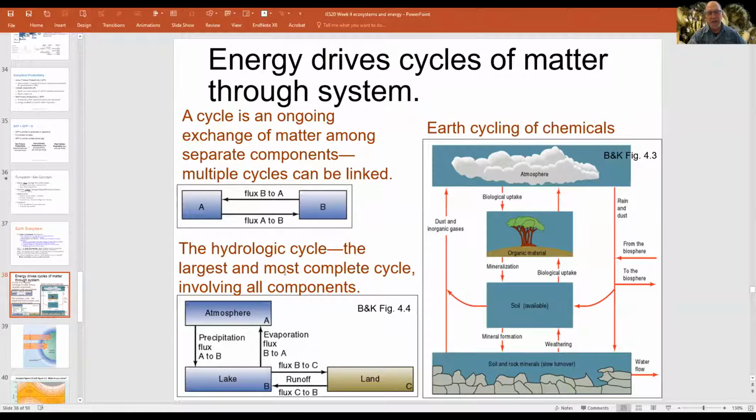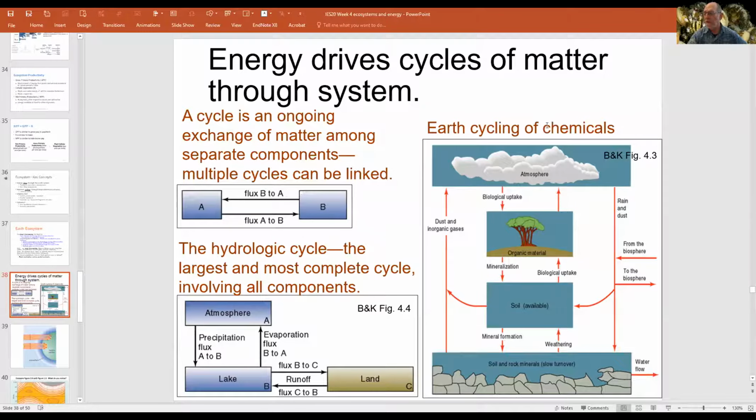The hydrologic cycle, which is the largest and most complete matter cycle on the planet, involves almost all of the components of the Earth. So there's bodies of water, lakes and oceans. The water is evaporating into the atmosphere, so there's one cycle. There's a precipitation flux from the atmosphere to the land and water. There's runoff, and so there's this exchange of water moving amongst these different components.